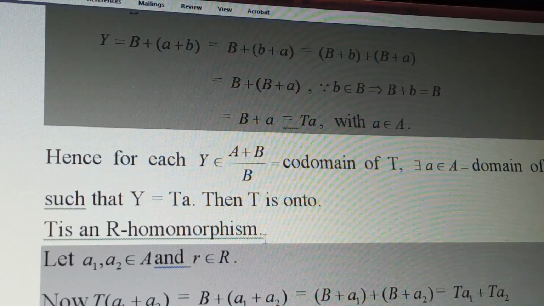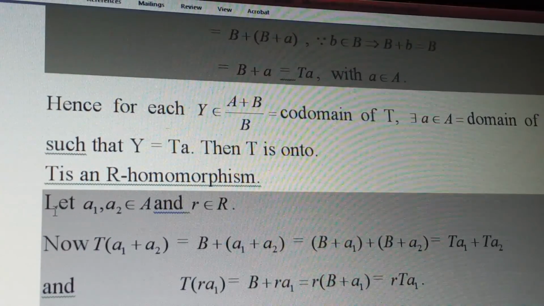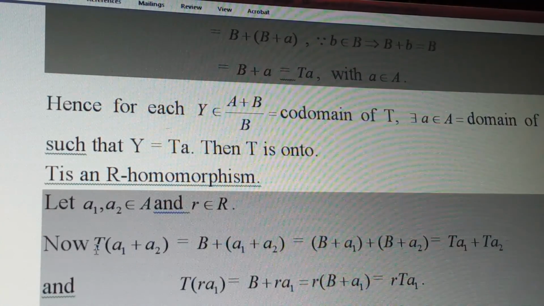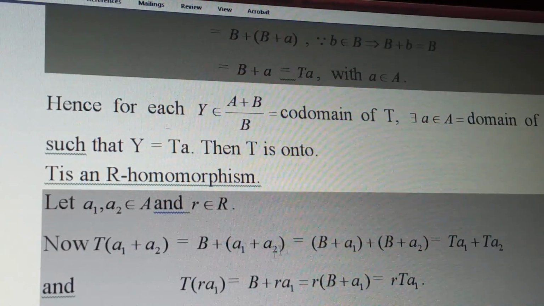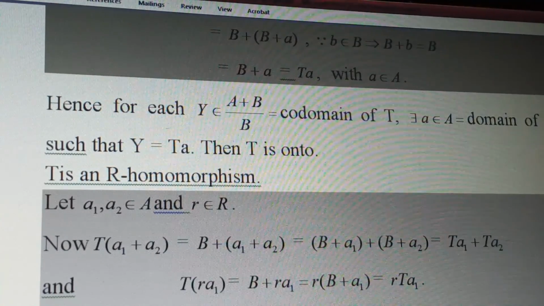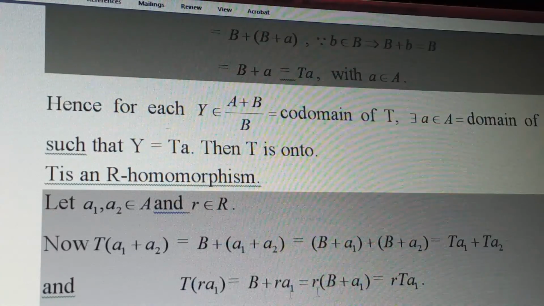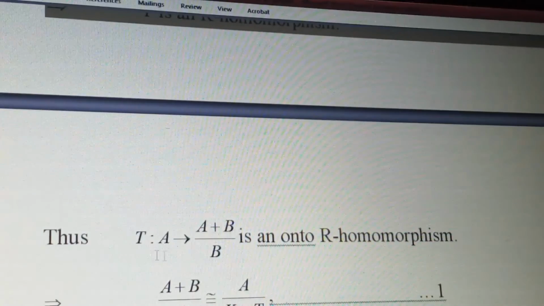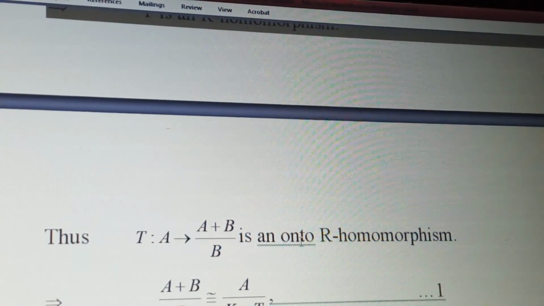Now T is a homomorphism. Again two conditions are here. Let a1 and a2 belong to A and r belong to R. Now T(a1 + a2) is equal to B + (a1 + a2), which expands to B + a1 + B + a2, equal to T(a1) + T(a2). This is the first condition. The second condition is scalar multiplication: T(ra1) is equal to rT(a1). This implies T is an R-homomorphism. So T from A to (A + B)/B is an onto homomorphism.